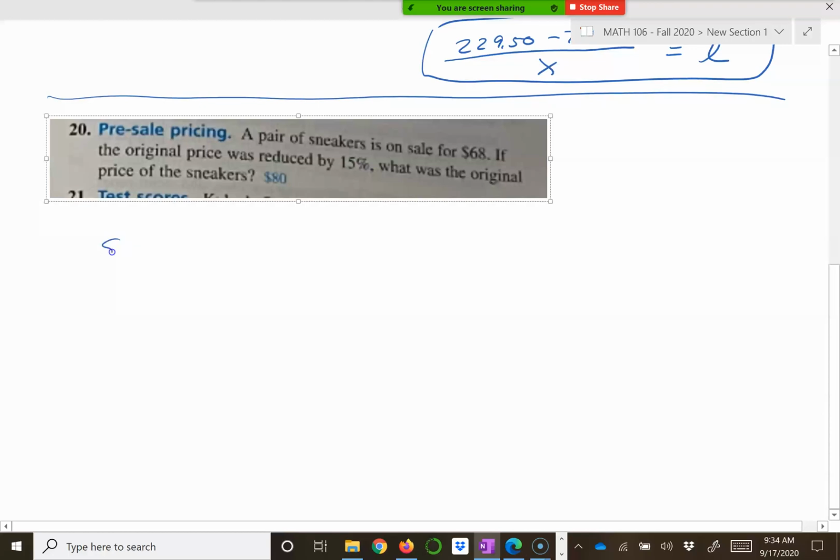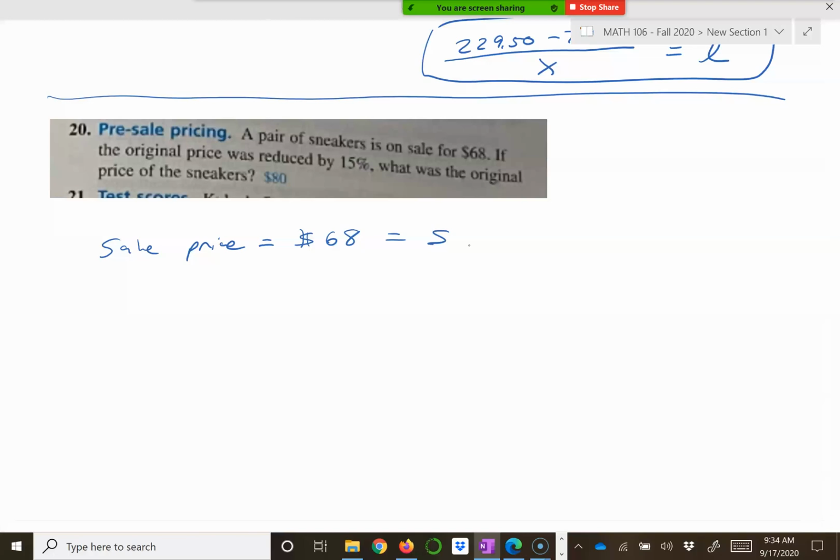Okay, sale price, $68. Let's call that S. All right, sale price, S. All right, was reduced by 15%. So this is the reduction. All right, 15%. We'll call that R.